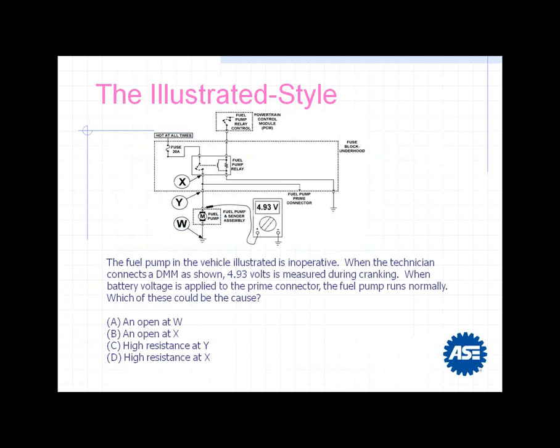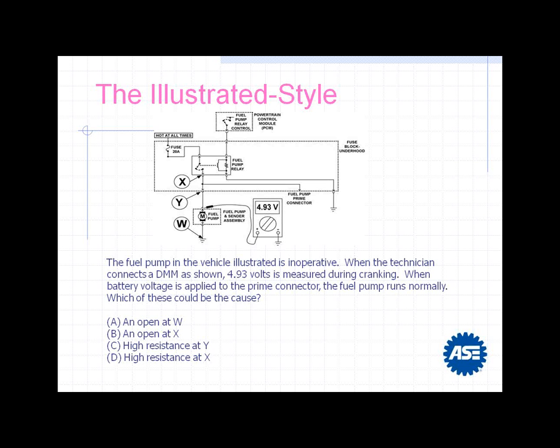So we've got an electrical question, and in this situation we've got a fuel pump. We're doing a fuel pump in the vehicle illustrated that is inoperative. It's not working. When the technician connects a DMM as shown, 4.93 volts is measured during cranking. When battery voltage is applied to the prime connector, the fuel pump runs normally. Which of these could be the cause? And we have 4 options there.